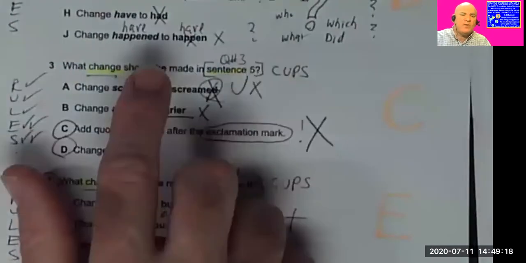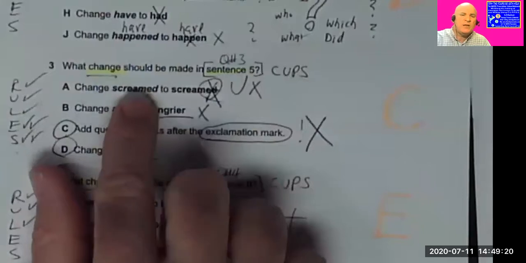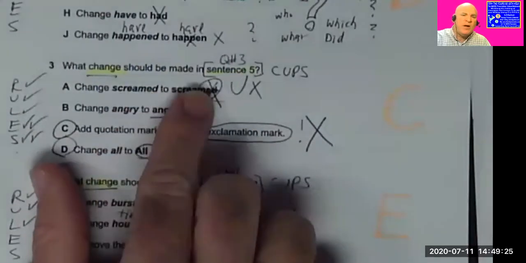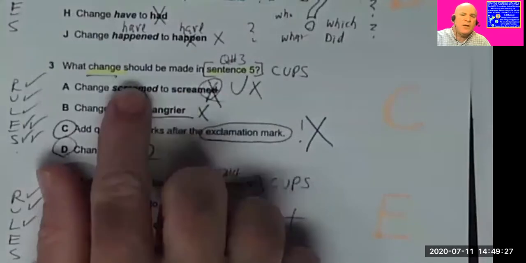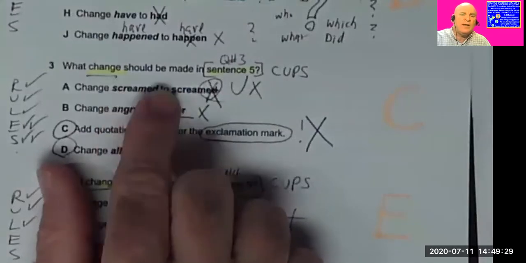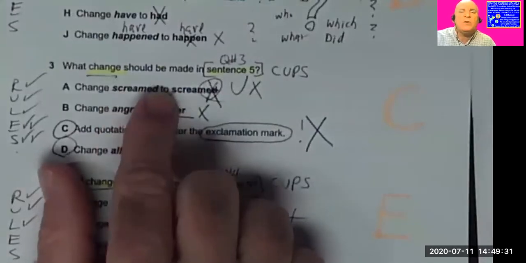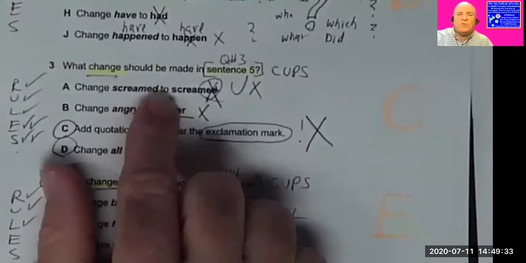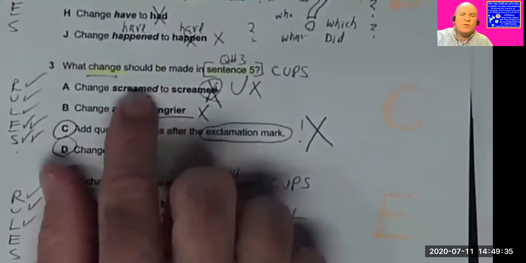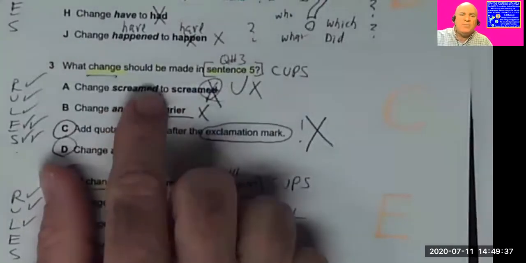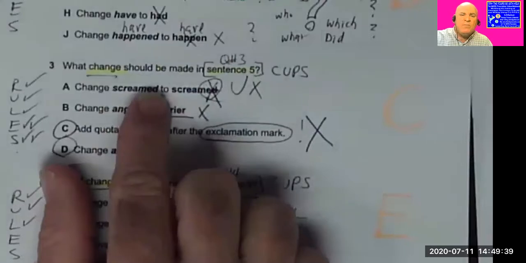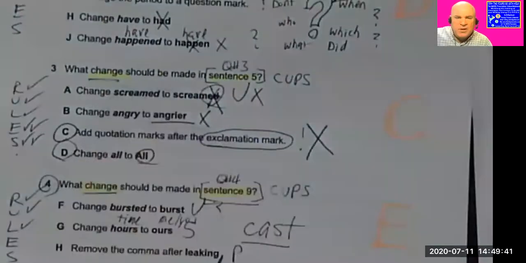And for those of you that remember, we noticed I made a mistake there. Change screamed to scream. I've already fixed that. When I email you this video this afternoon, I'll make sure that you get the updated copy where it'll say change screamed, past tense, my hand behind me, to scream, present tense, right now.